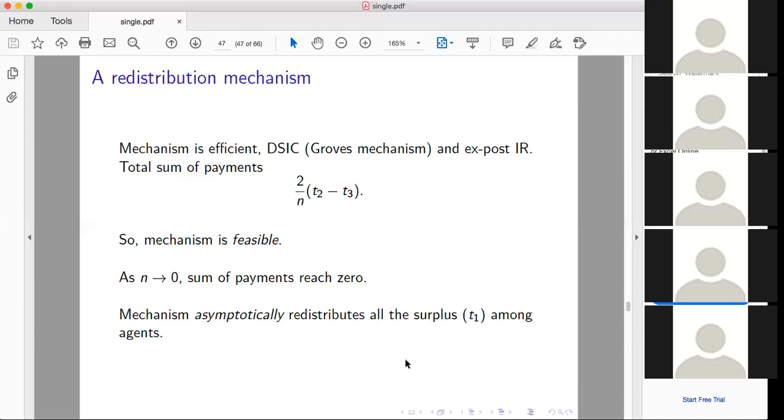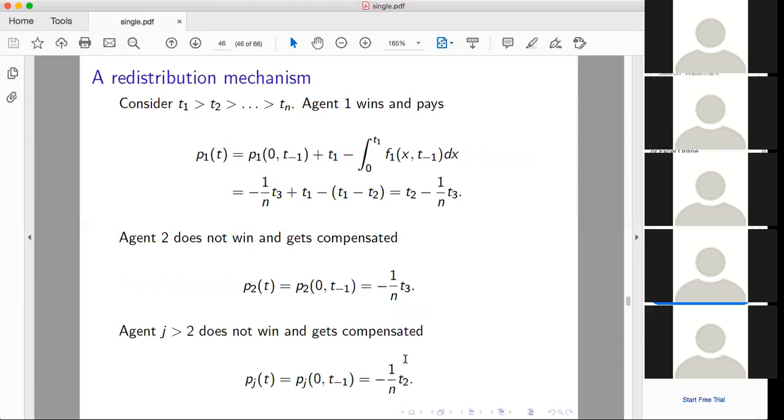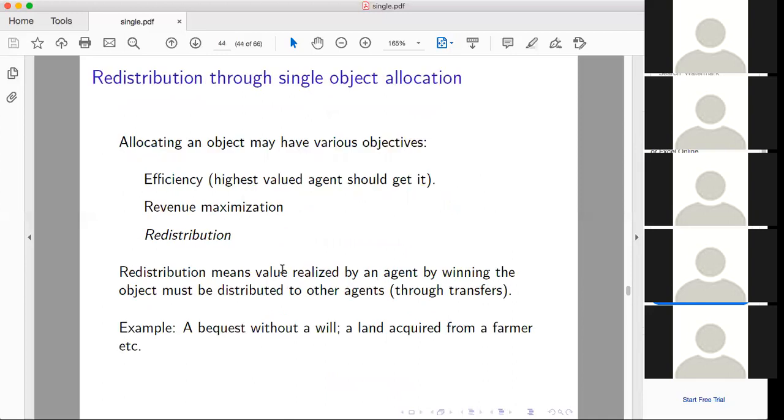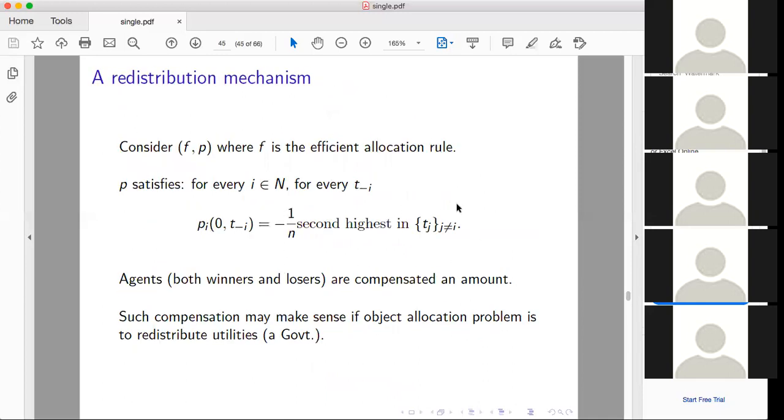Intuitively speaking, why is it so? Well, firstly, it is DSIC because the payments are cleverly designed so that the DSIC constraints are met, right? All we are changing is the pi 0 t minus i terms. As long as we satisfy this integral formula and f is anyway efficient, we know that this is DSIC. Ex post IR is maintained again by the choice of this pi 0 t minus i.